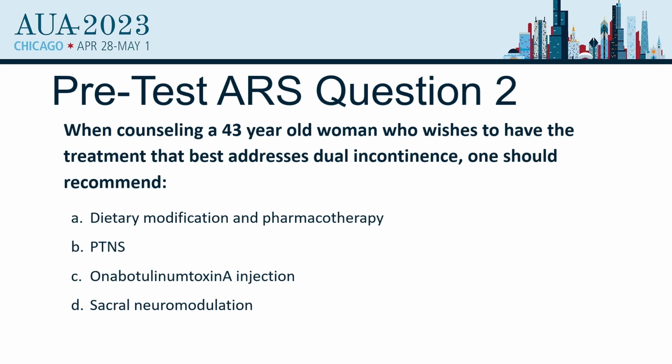When counseling a 43-year-old woman who wishes to have the treatment that best addresses dual incontinence, one should recommend dietary modification and pharmacotherapy, PTNS, onabotulinum toxin, or sacral neuromodulation. D as in dog? B as in boy? D as in dog. Yep, sacral neuromodulation. That's the one.